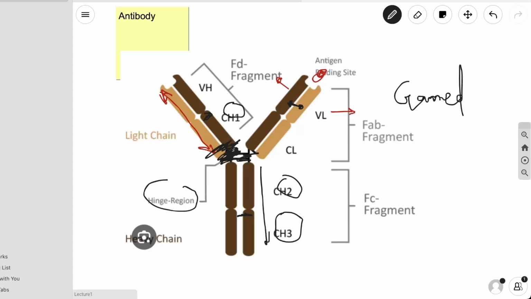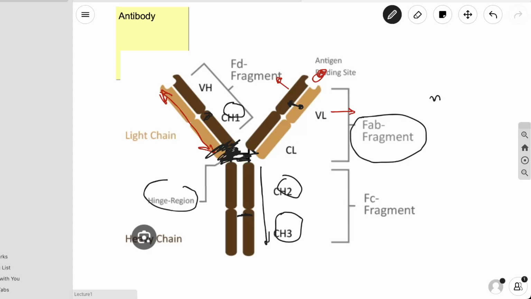Okay, I hope I'm making it as simple as I can. I'm trying my best to make it as simple as I can. So look at this region, the FAB. This is the FAB we talked about.